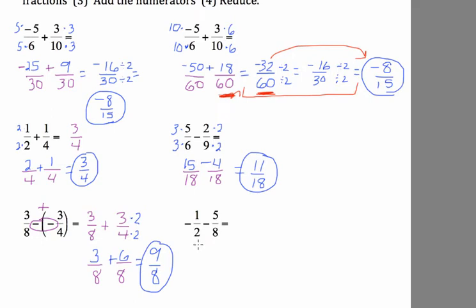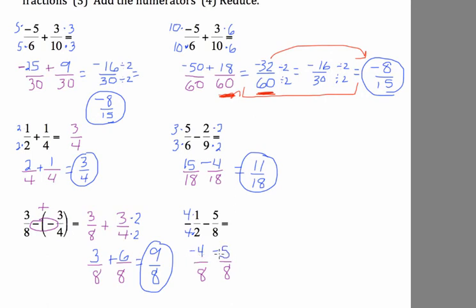Negative 1/2 minus 5/8. Your common denominator is again 8. 2 divides evenly into that, and so does 8. You could also use 16. How did the 2 get turned into an 8? By multiplying by 4. So multiply your numerator by 4 also, you get negative 4. And then the eighths are already in eighths.